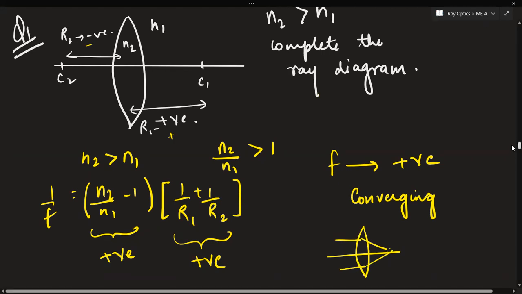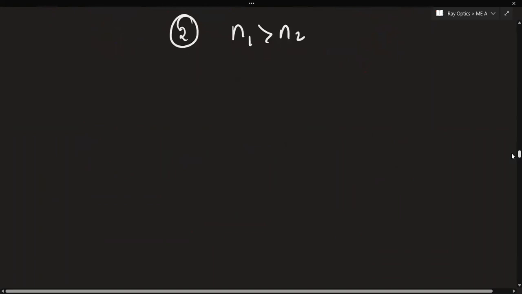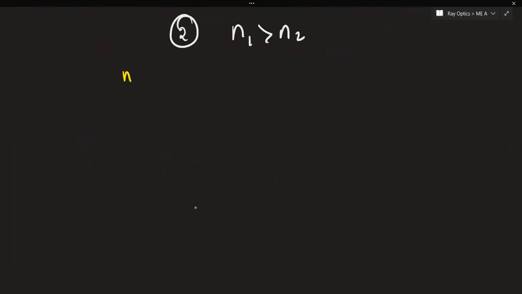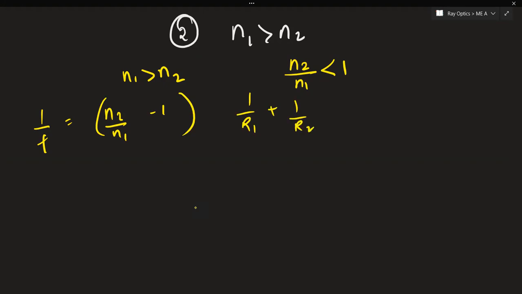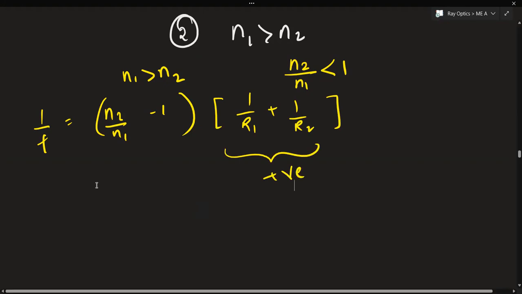But now, coming to another case, if N1 is greater than N2, see here you will find the difference. N1 is greater than N2 means the outside surrounding's refractive index is greater than the refractive index of the lens. So N2 by N1 will be less than 1. Same thing, 1 by F equals N2 by N1 minus 1, times 1 by R1 plus 1 by R2. This term is still positive. But see, now this term is smaller than 1. You're subtracting a lesser-than-1 term from 1.